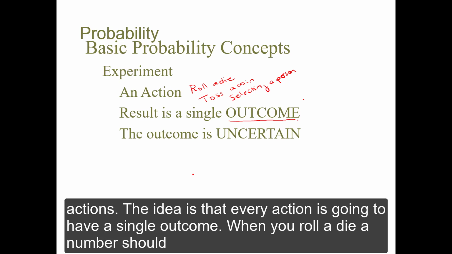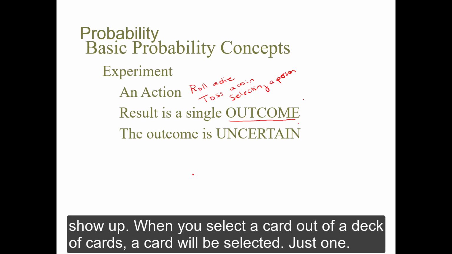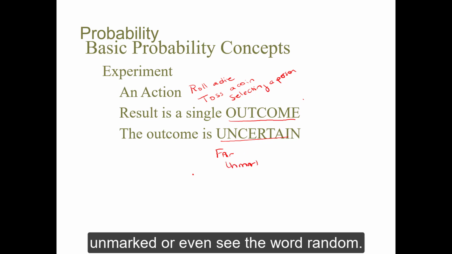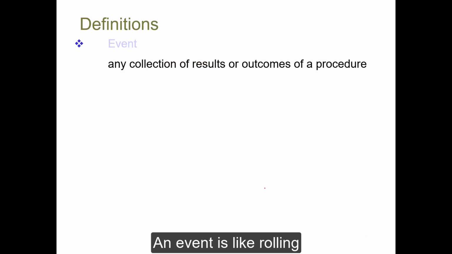So when you roll a die, a number will come up. When you select a card out of a deck of cards, a card would be selected, just one. And it is uncertain, so a lot of times you'll hear the word fair die or unmarked, or sometimes you'll even just see random, so a random person. All right, an event is any collection of results or outcomes of a procedure, such as rolling an even number.